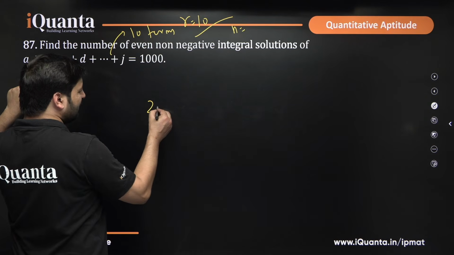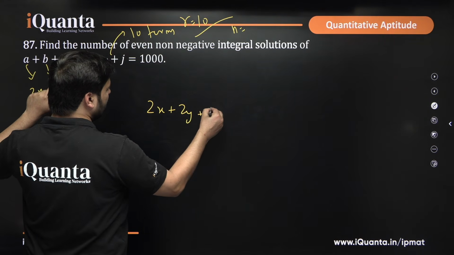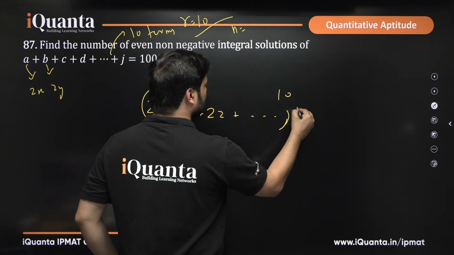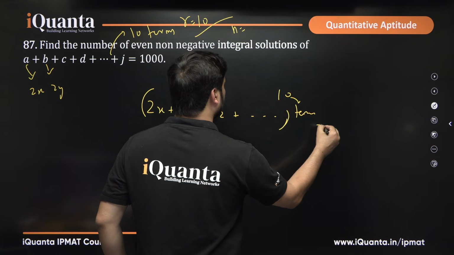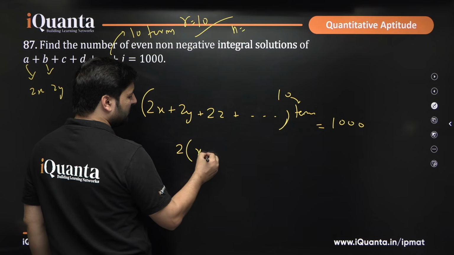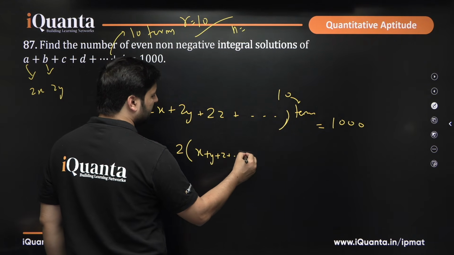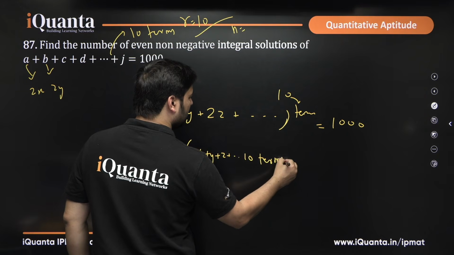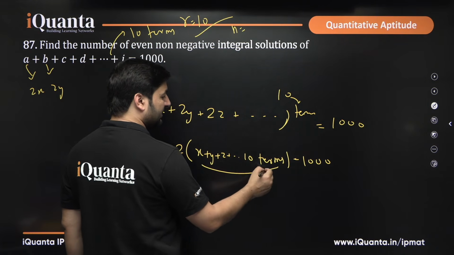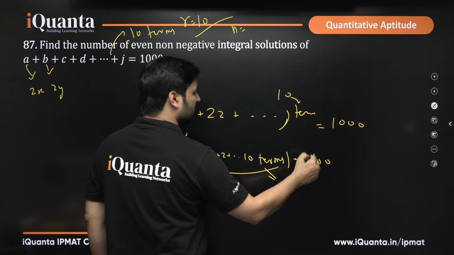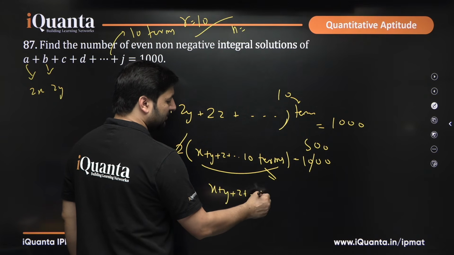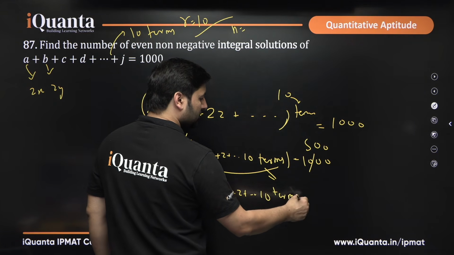So, can I write a as 2x, b as 2y, c as 2z, 2p, 2q, 2r, something like this till 10 terms, that should be equal to 1000. What else? 2 can be taken common from each and every number. So, 2 times x plus y plus z up till 10 terms should be equal to 1000. So, that means x plus y plus z up till 10 terms should be equal to 1000 divided by 2, we get 500. So, x, y, z up till 10 terms should be equal to 500.